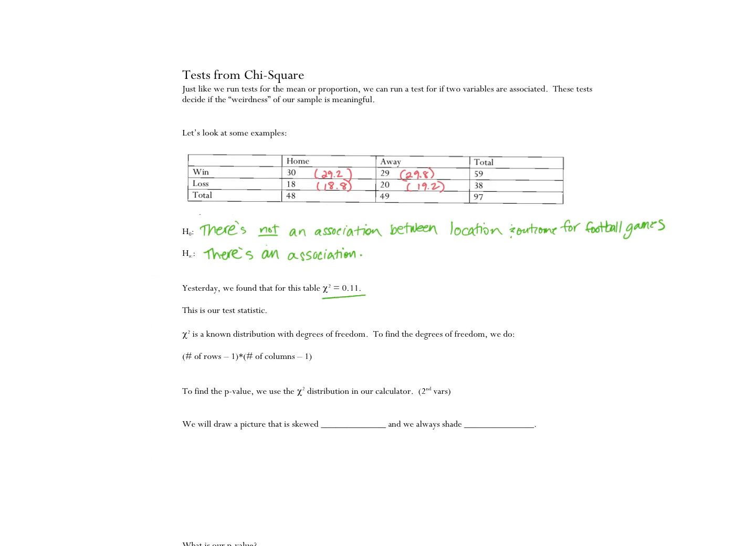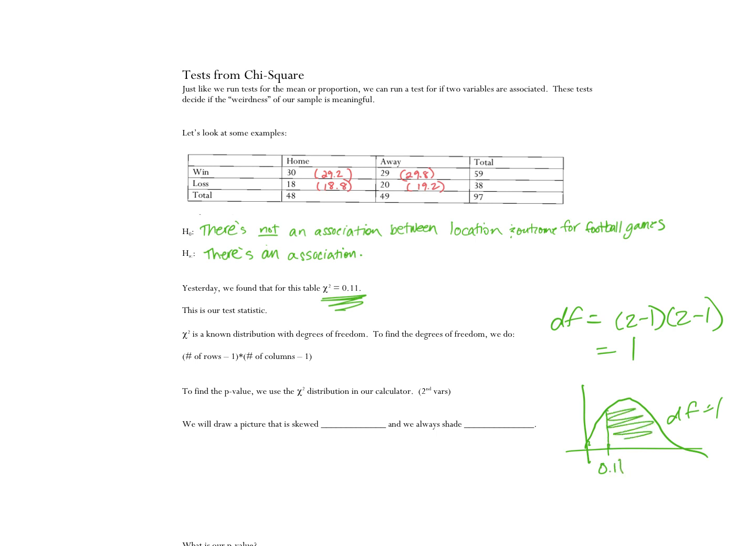Yesterday we calculated the chi-squared statistic to be 0.11. What's our degrees of freedom for this particular table? We would do 2 rows minus 1 times 2 columns minus 1, which is 1. So in our chi-squared CDF, we have 1 degree of freedom and a chi-squared statistic of 0.11. We're going to shade to the right. We skew right, shade right.